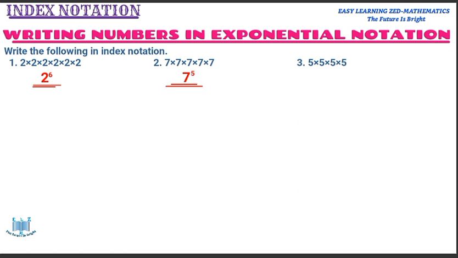The first step I'm going to do is identify the number which is being multiplied, and the number is 5, as you can see. So I'm going to write 5 there. Then I'm going to count how many times 5 has been multiplied. As you can see, 5 has been multiplied 4 times, so 4 will be our exponent. So I'm going to write 5 raised to the power of 4. That is our answer. Expressing 5 times 5 times 5 times 5 in index notation or exponential notation gives us 5 raised to the power of 4.